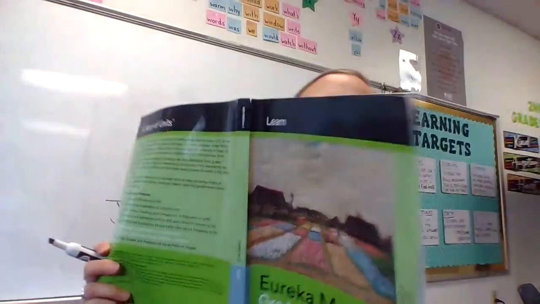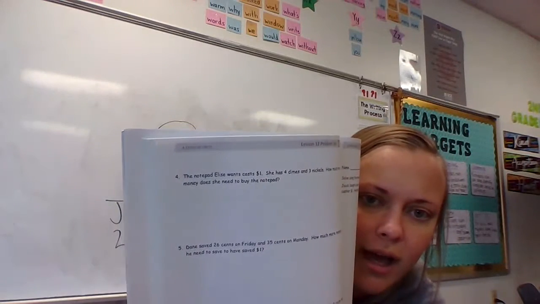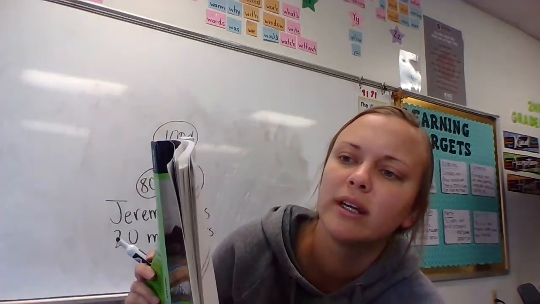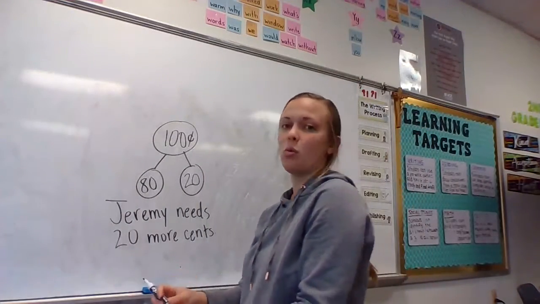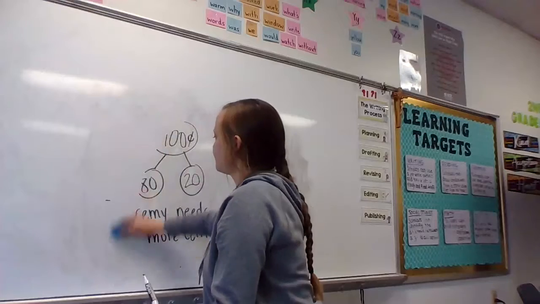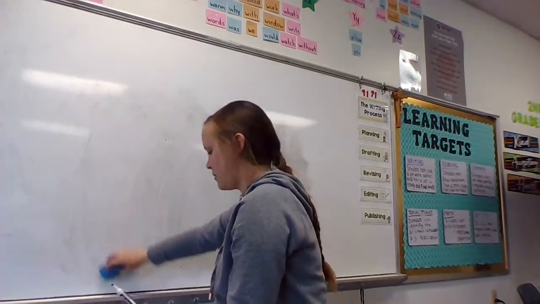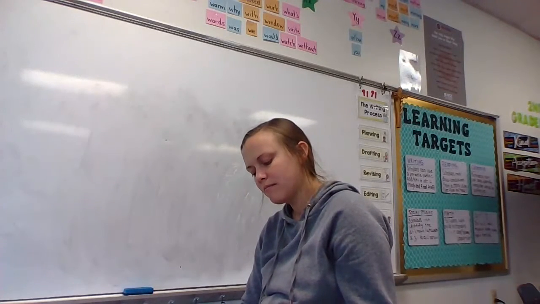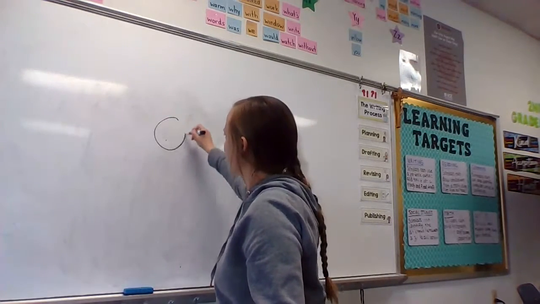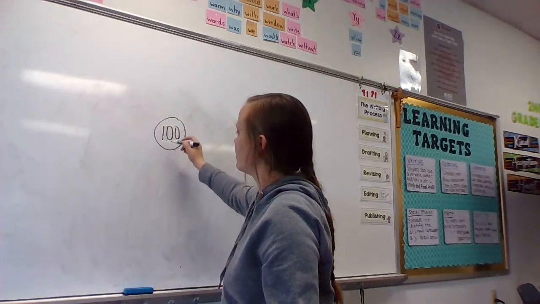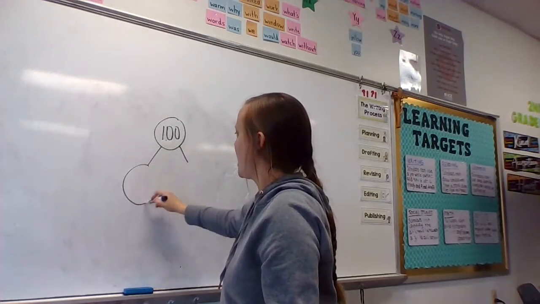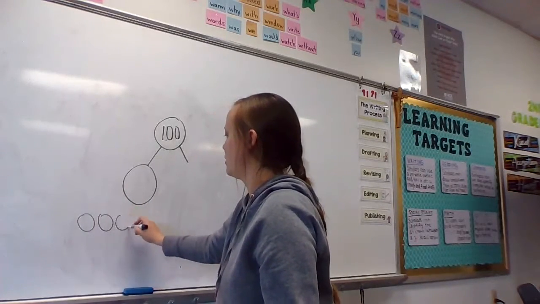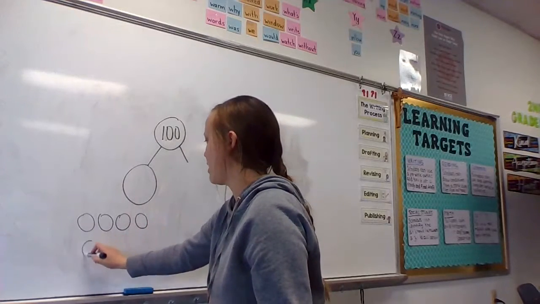It says, the notepad Elise wants cost $1. She has 4 dimes and 3 nickels. How much more money does she need to buy the notepad? So there's one extra step in this one. Okay, so I'm on number 4 on the back. I skipped 2 and 3 because you guys can do those. So we know that Elise, again, is trying to get to that $1 or 100 cents. And she has 4 dimes, 1, 2, 3, 4, and 3 nickels.